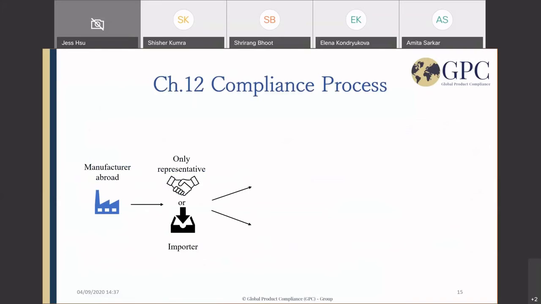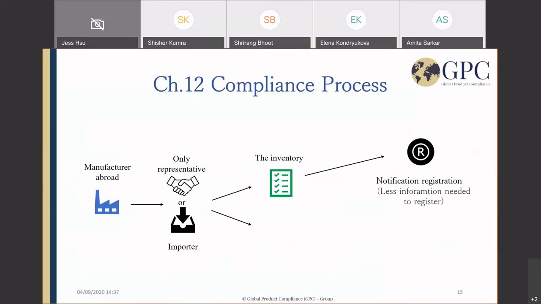And here we have a demonstration of the compliance process. So there are two ways. If you're a manufacturer abroad, you can appoint an only representative, or an importer can do that job for you. And then, if you have notified to the inventory and your chemical is present in the common EAEU inventory, then you will go through the notification registration procedure, which is less painful, so to say. It requires less information that you need to register a chemical before you can put it into circulation.